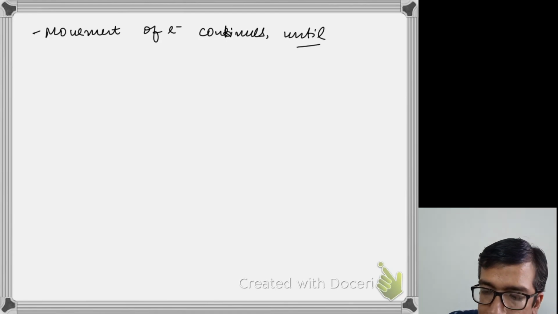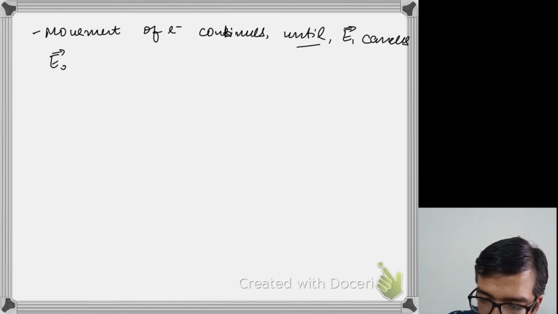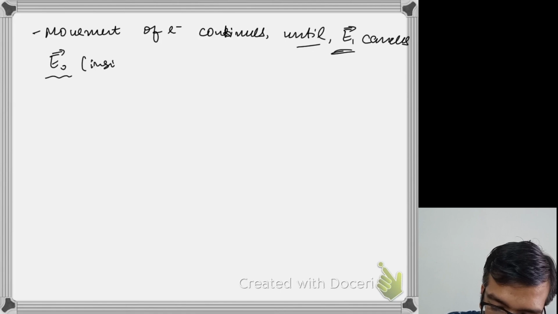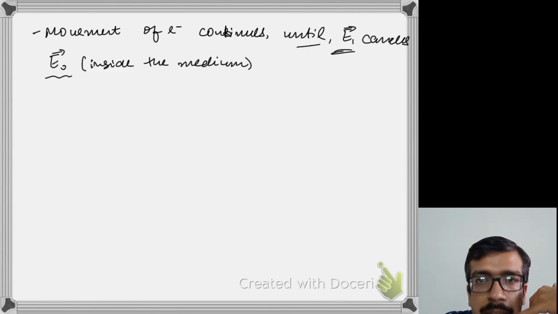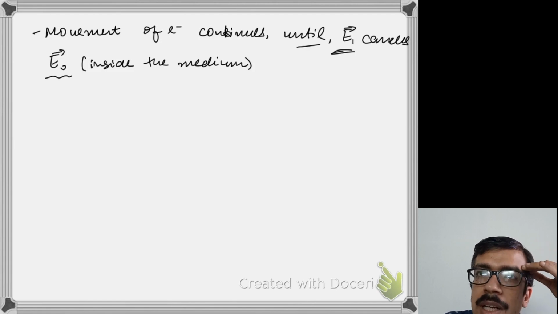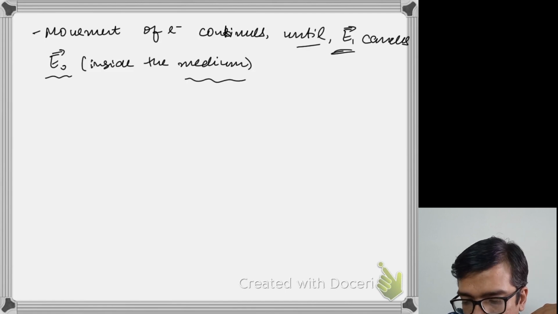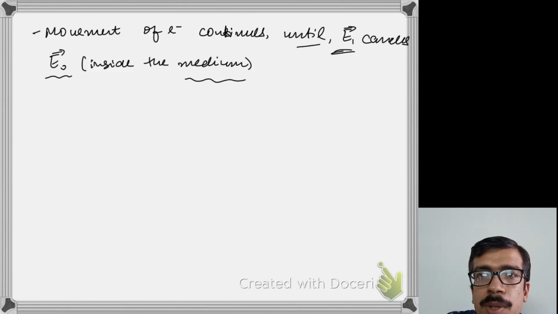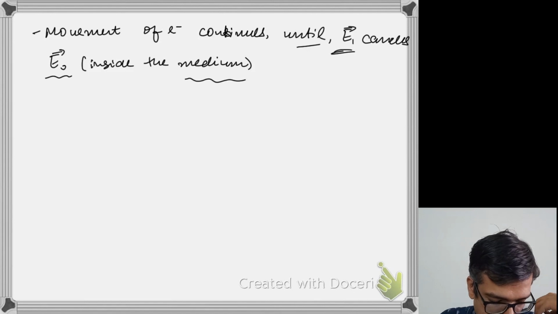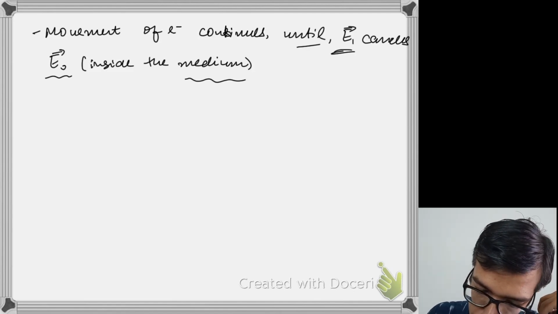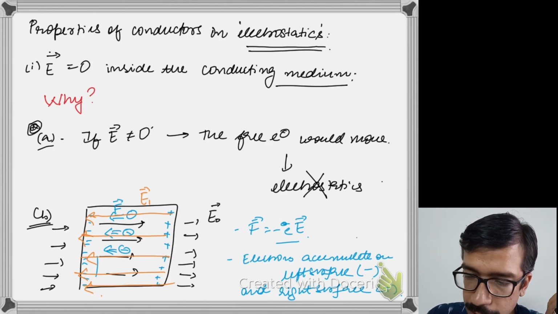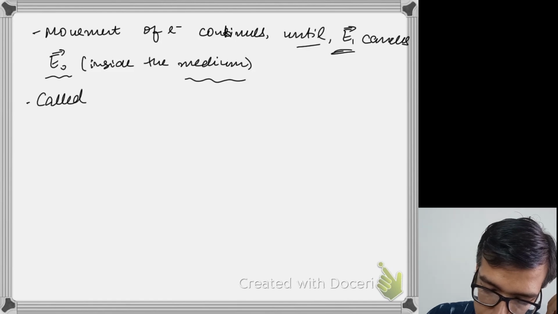until the electric field due to the charges inside the medium, which is E1, completely cancels E0, the external electric field, inside the medium. Externally, there will be some electric field which is created due to these charges. There is some external electric field as well, but they may not cancel overall. But inside the medium, they will cancel, and once they cancel, the further movement stops, and we reach a stable static condition, right? So this separation of charges which gets created is called electrostatic induction.